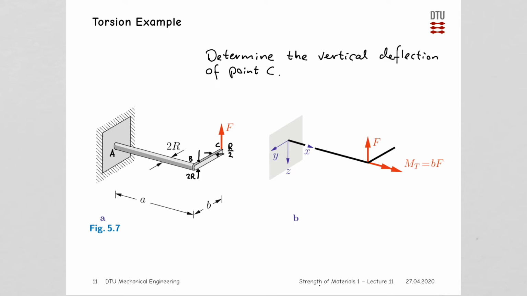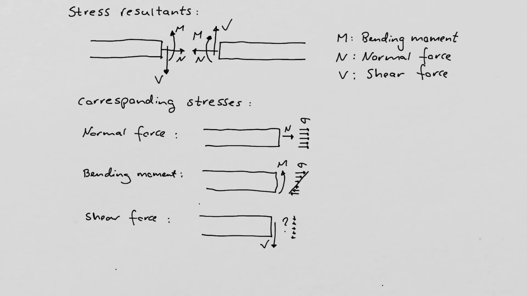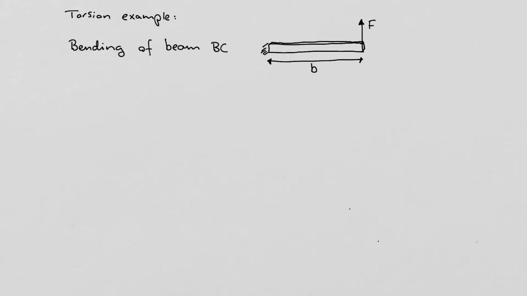As I mentioned, we will get back to the torsion part of this exercise, but it's not the main problem, the torsion itself, but it's the effect on the other parts of the problem. So let's take it step by step. We will find the vertical deflection of point C. Now, if we first look at beam BC, so that's the handle part of it.